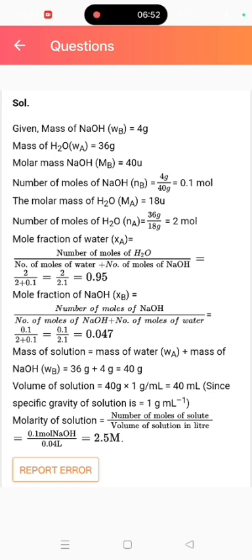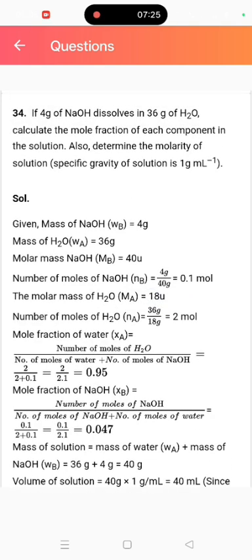Next one is volume of solution. For molarity, no? So volume of solution is 40 ml. Okay, 40 ml. So we need to convert that into liter. Then number of moles of the solute is 0.1 mole, NaOH is the one. And mass of the solution is calculated by adding mass of NaOH and mass of H2O, because we didn't get any volume of solution in this, isn't it?